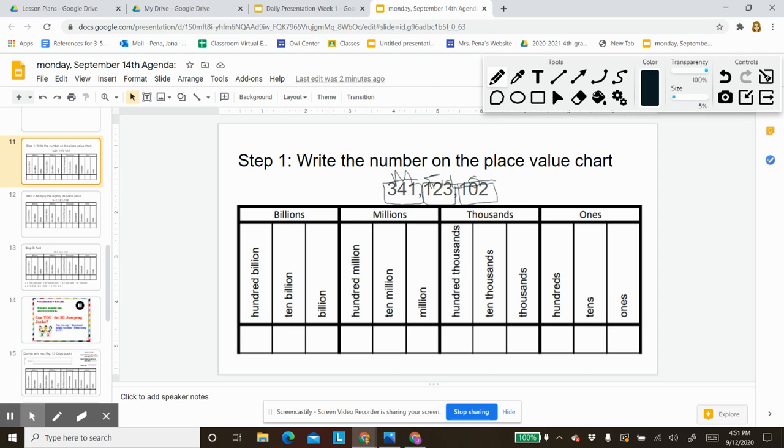So now I'm just going to write those numbers in the place value groupings at the bottom. So I have 100, 0 tens, and 2 ones. I have 100,000, 2 10,000s, and 3 1,000s. And I have 300 millions, 4 10 millions, and 1 1 million. Okay, so now we're going to move on to step number 2.